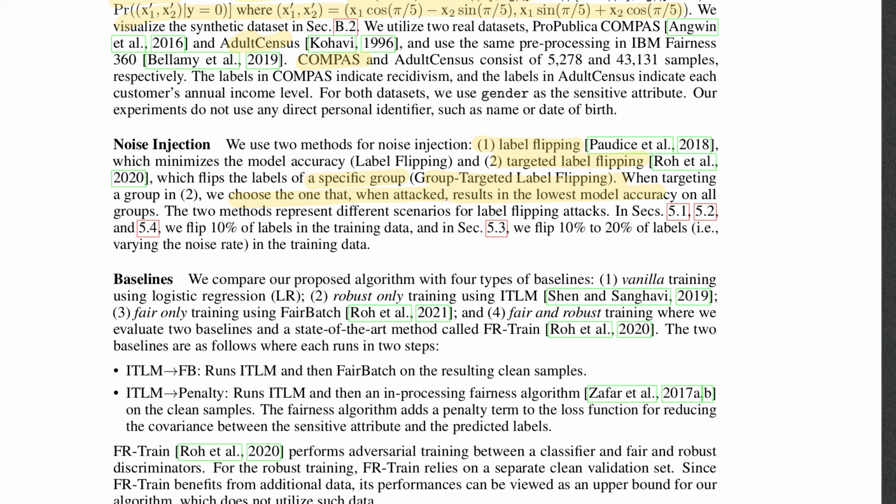As for the comparisons, they had vanilla training, they had robust only with ITLM, they had fair only with FairBatch, and they had fair and robust training, which has to do with models such as the state-of-the-art method called FR-Train. They also had two baselines like this: ITLM FB, meaning that you run iterative trimmed loss minimization first and then FairBatch on the resulting clean examples. And ITLM penalty means that you first run ITLM and then you do an in-processing fairness algorithm on the clean samples, adding a penalty term to the loss function for reducing the covariance between sensitive attributes and the predictive labels.